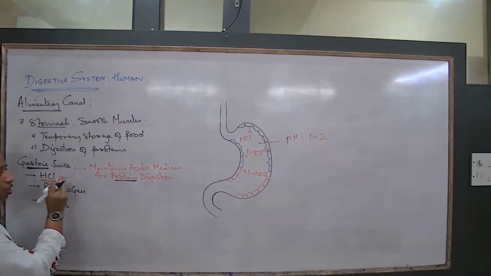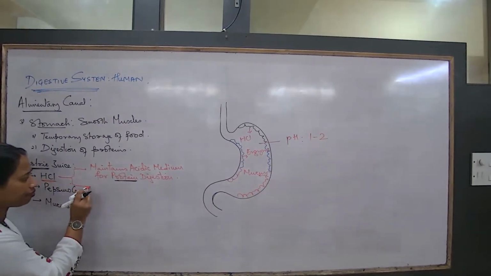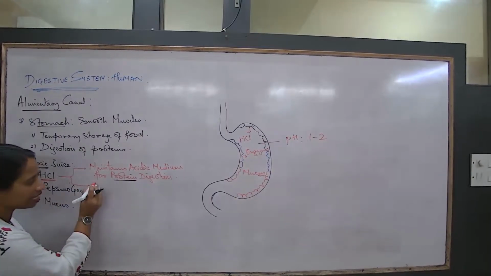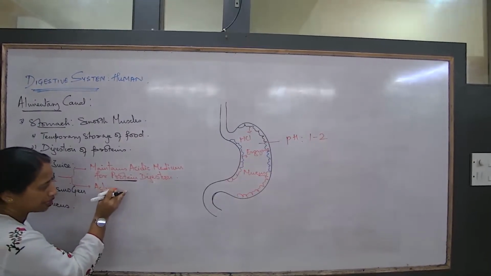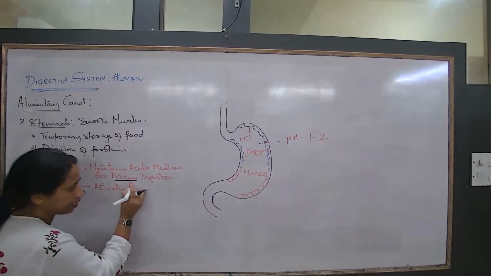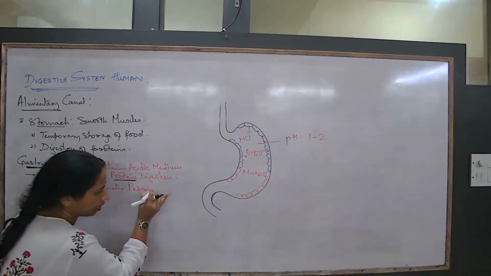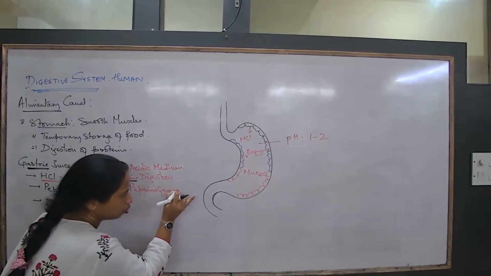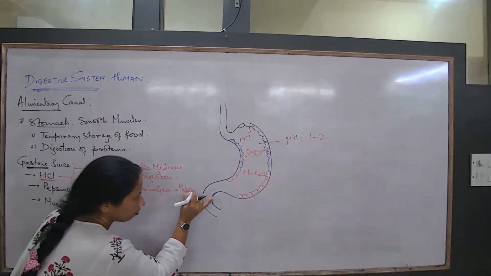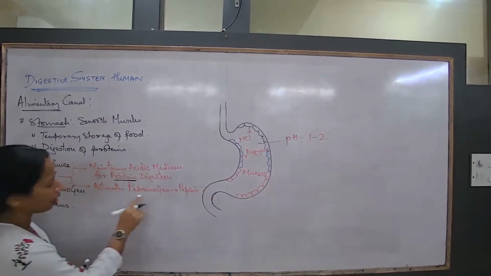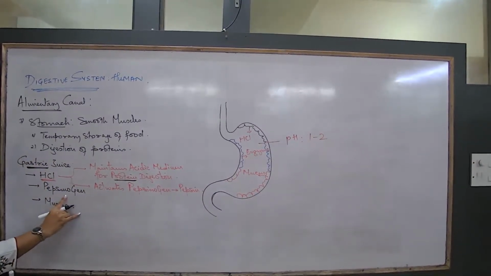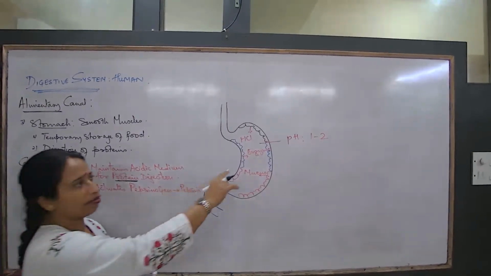What is the other function of the hydrochloric acid? The other function of the hydrochloric acid is that it activates pepsinogen. Activates pepsinogen to pepsin. Now what is pepsinogen? This pepsinogen is the enzyme produced by one type of cell of the stomach.